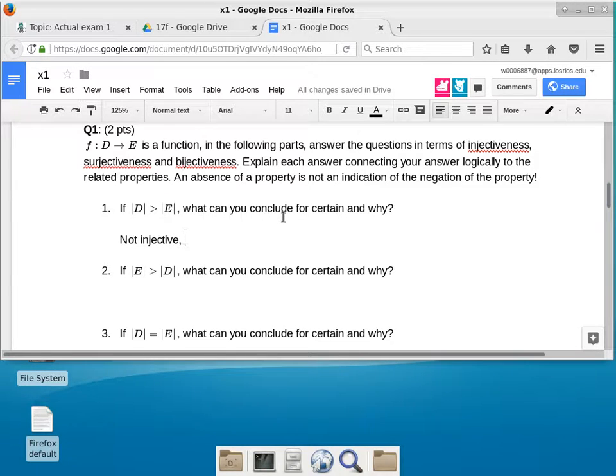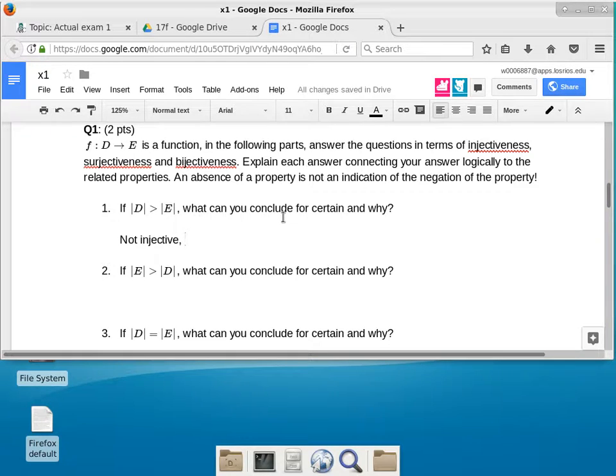Because it is a function, you know that everything in D will map to E, all the elements. And so two elements in D will have to map to the same element in E, which makes it non-injective. At least two elements of D have to map to the same thing in E because there are more elements in D than there are elements in E. So that's okay as an explanation. I'll give full points to that, okay?